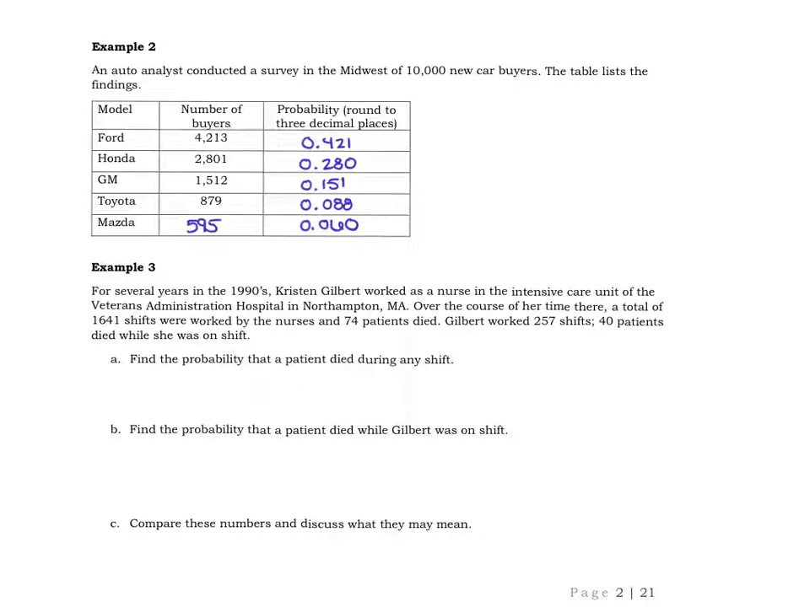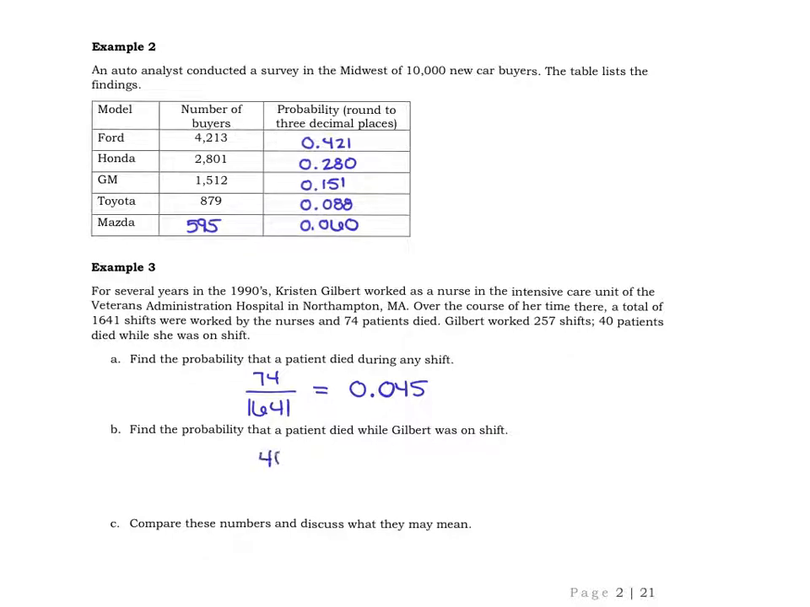Okay, so what we want to do first is find the probability a patient died during any one of the nursing shifts. So we want to take the number of people that died during any nursing shift and divide by the total number of nursing shifts. And we're going to keep the pretty standard, let's round to 3 decimal places unless told otherwise. So when you divide that out, you should get 0.045.